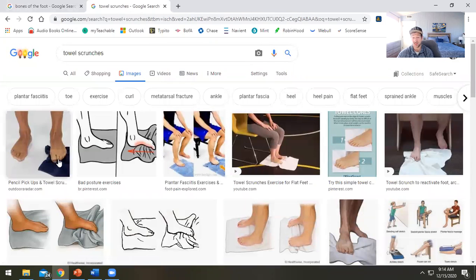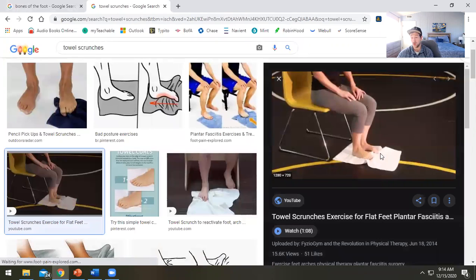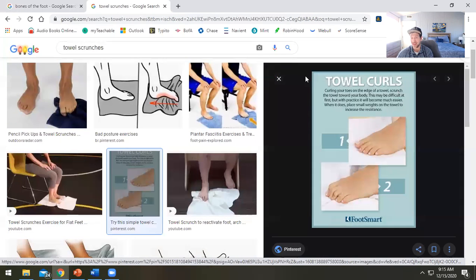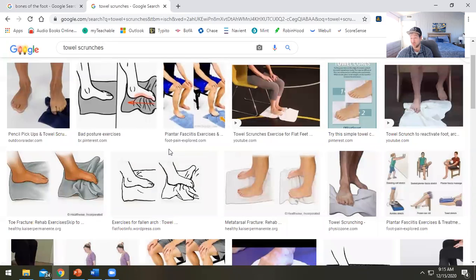which is literally an exercise where you stand on the floor and you scrunch up a towel, and then you do your toe extensors as well. You'll often flatten it back out, and so you'll scrunch it up and you'll flatten it back out. And that's actually a big part of strengthening the bottom of your foot.